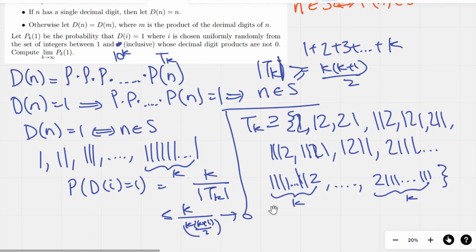I hope you have enjoyed this problem. I really enjoyed this problem, and I think the solution is quite neat as well.